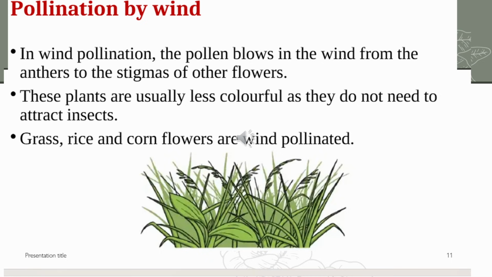In wind pollination, the pollen is blown by the wind from the anthers to the stigmas of other flowers. Usually, plants that are pollinated by wind will not have any insects involved. They do not need any insects, so they will be less colorful. For example, grass and paddy fields are wind pollinated, so they are not attractive to the eye of the insect.